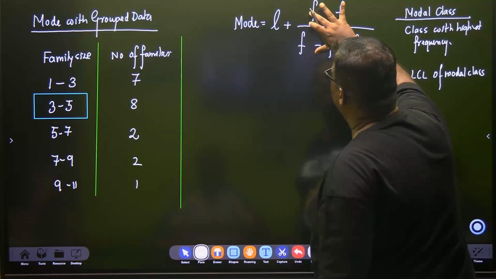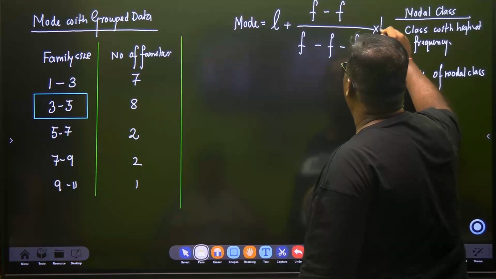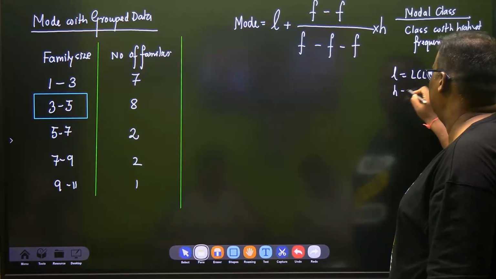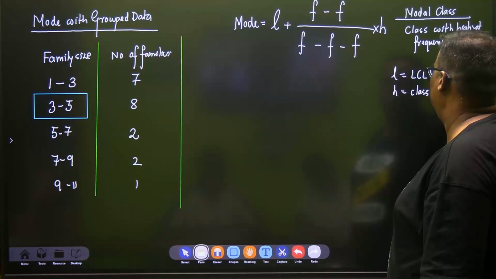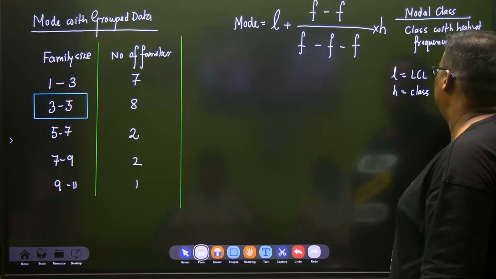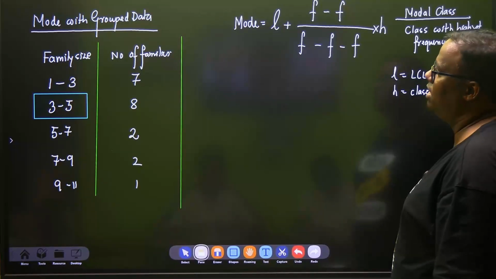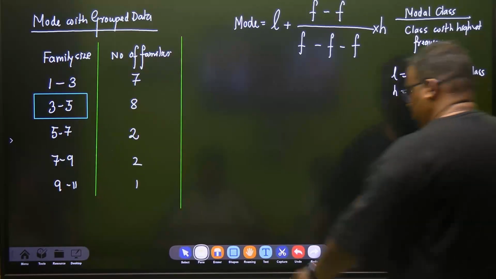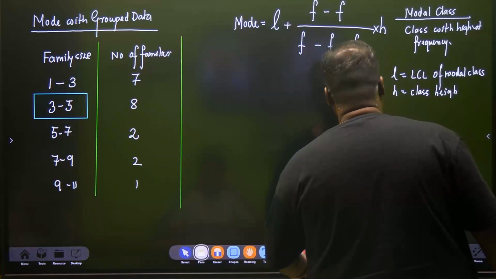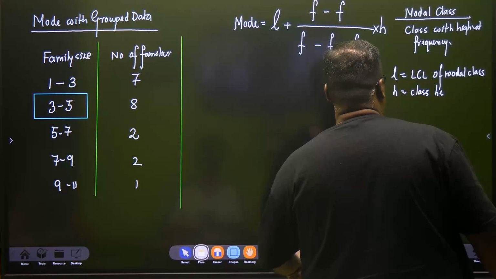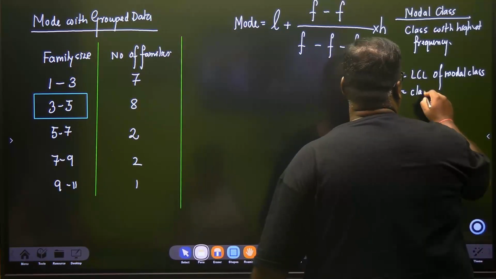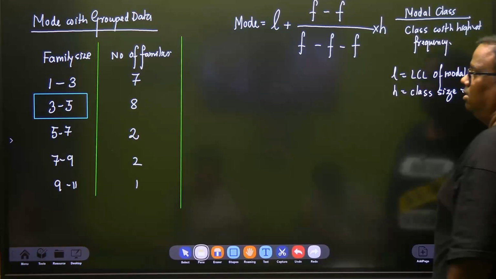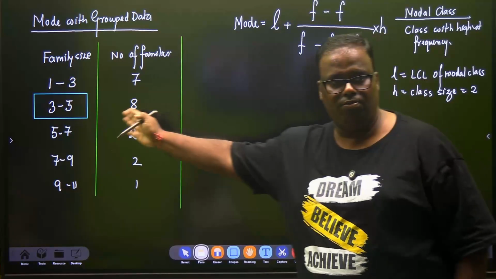And this entire data has to be adjusted with the class height. So H is equal to what we call the class height or class size. What is the class height in this problem? Tell me. Yes, this is the class size. The class size in our problem is 2. Have you understood how this 2 came? 5 minus 3 is 2.